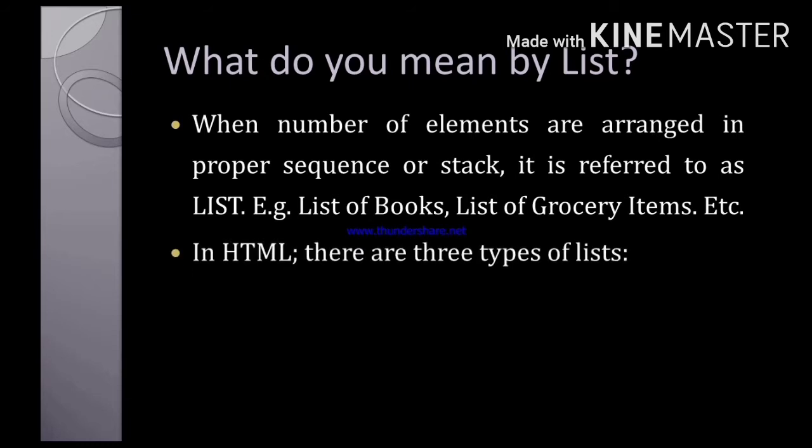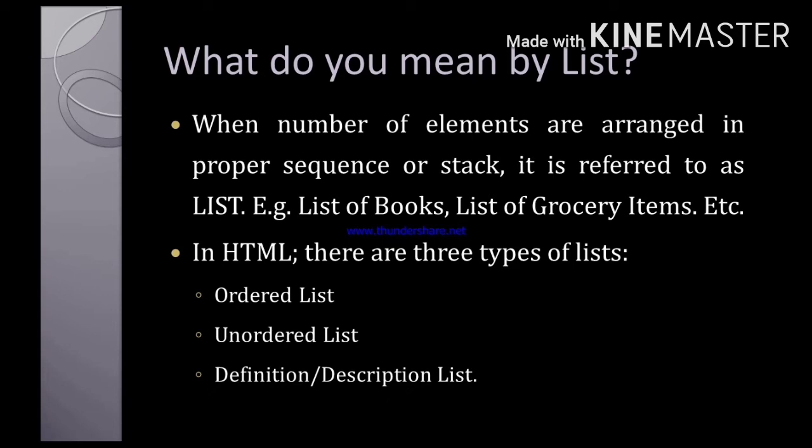In HTML there are three types of list. Now here we are creating a list in the web page. So in HTML we have three types of lists. First is ordered list, second is unordered list, and third is a description or a definition list.